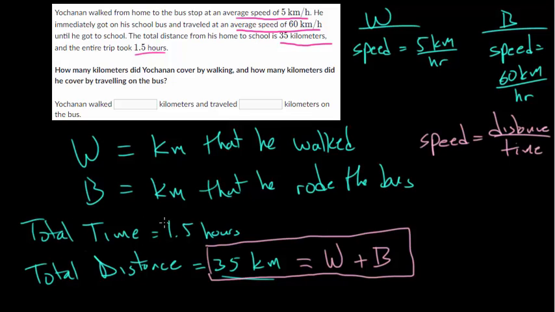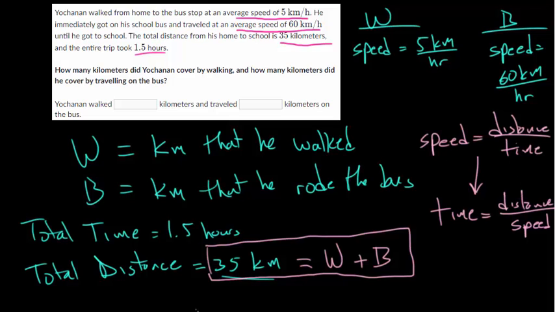Now for us, we know the total time. So let's solve this for time. So time is just distance divided by speed. And if you're not sure how I did that, I essentially multiplied both sides by time and then divided each side by speed. So that you get this time is distance divided by speed.